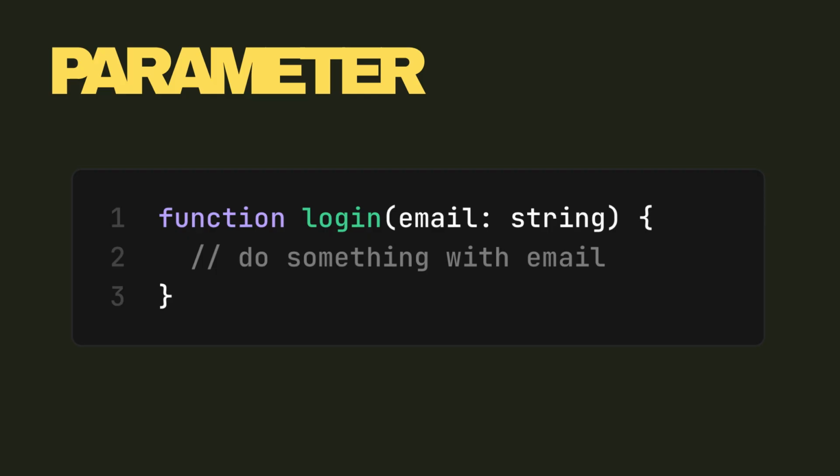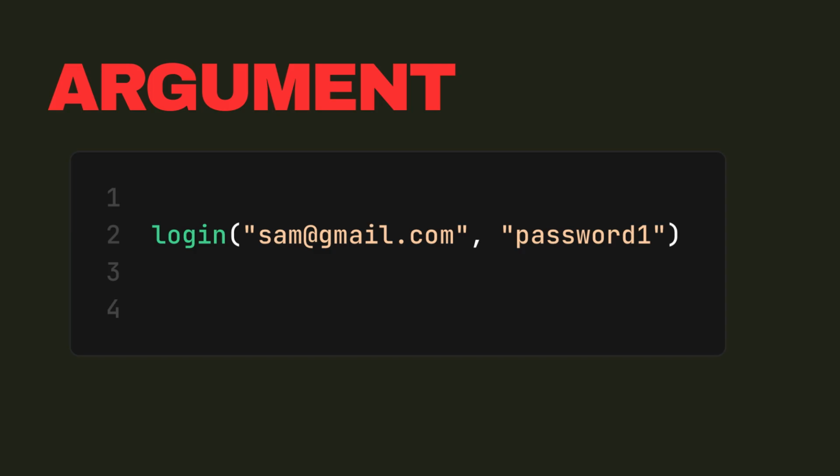Parameters only exist in a function definition, while an argument is the actual value that is passed to a function when it is called. It is the real data that fills the parameter's placeholder. Think of it as the actual information you write into the form's field.